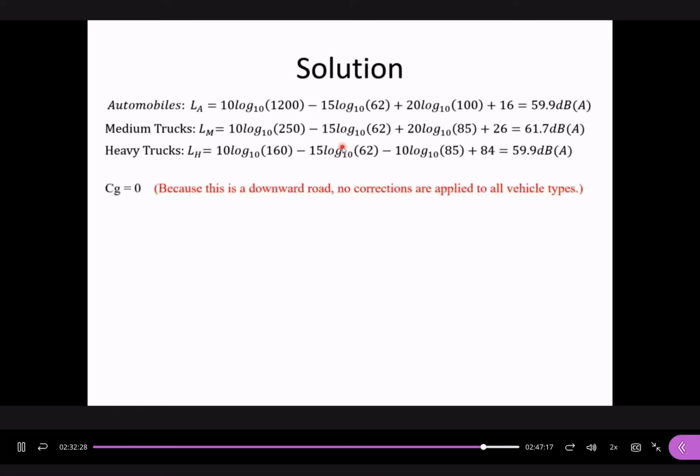How about road gradient? Because this is a downward road, no correction should be applied to all vehicle types. For upward flow we need to consider this, but this is just downward flow. For the downward flow, we still need to use the brake to control the vehicular flow, so no correction should be applied. Any other information?